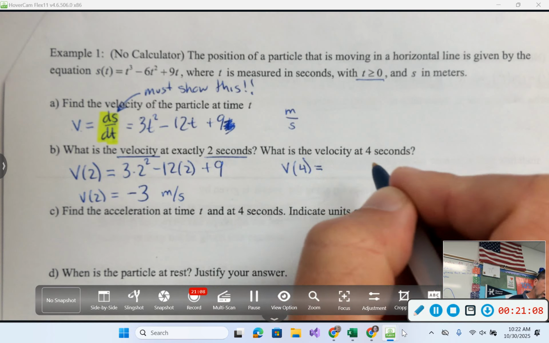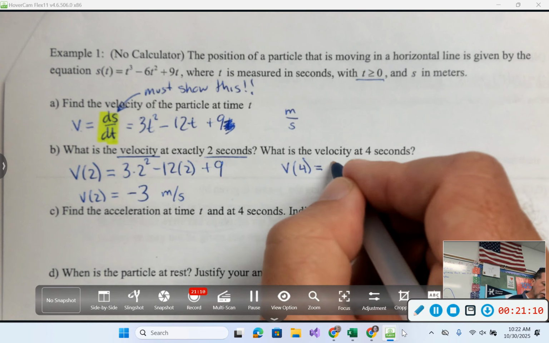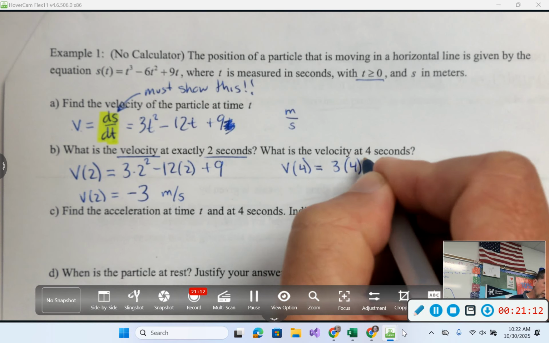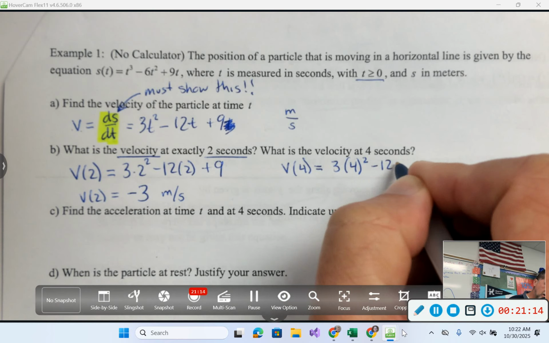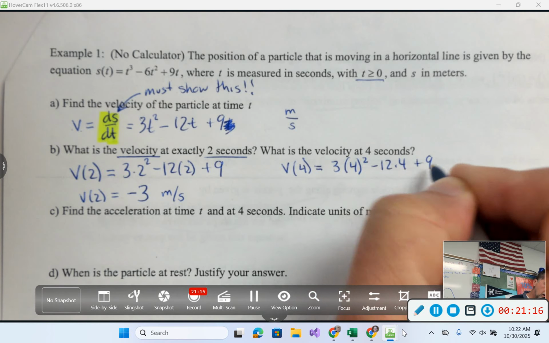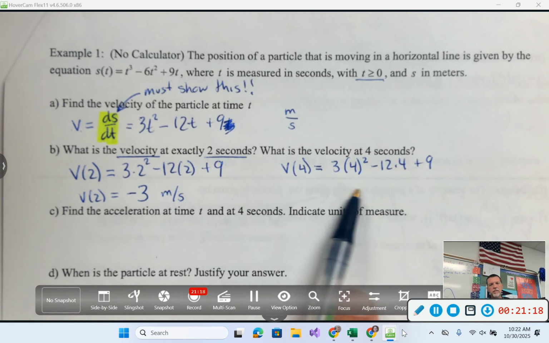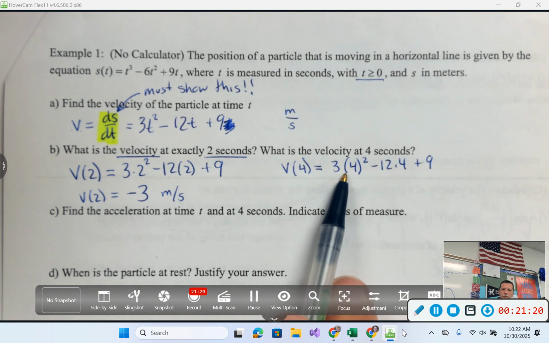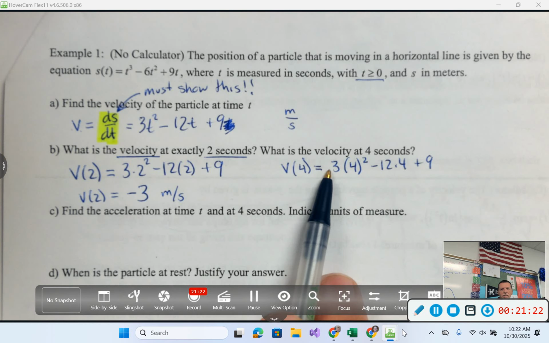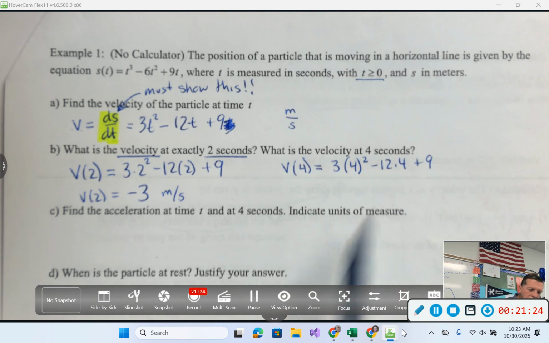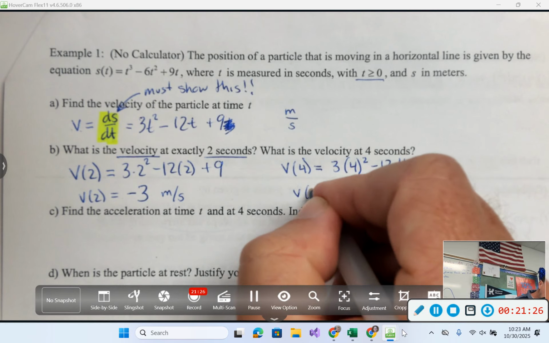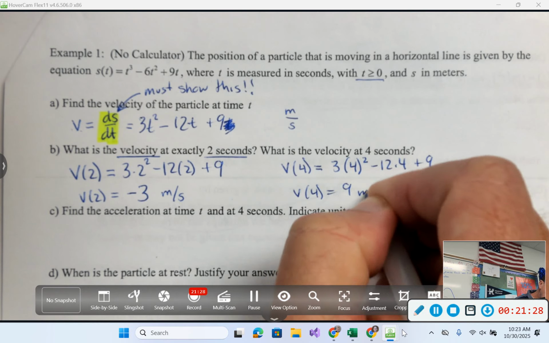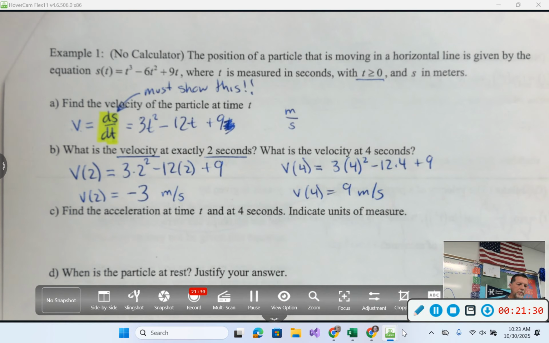Velocity at 4 seconds, not the same answer, but the same process. Plug 4 in for t. So what is that? 16 times 3 is 48. 48 minus 48 goes away. Plus 9 is 9. So V of 4 equals 9 meters per second.